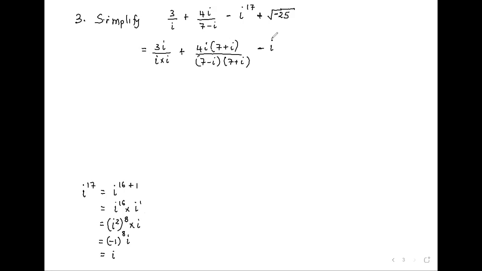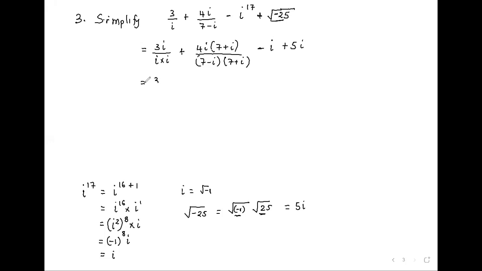We also know that i is equal to the root of negative 1. So if we write the root of minus 25 as the root of negative 1 times the root of 25, then the root of 25 is 5, and the root of negative 1 is i. That whole part is going to be 5i. So now we can come back and do the multiplication.